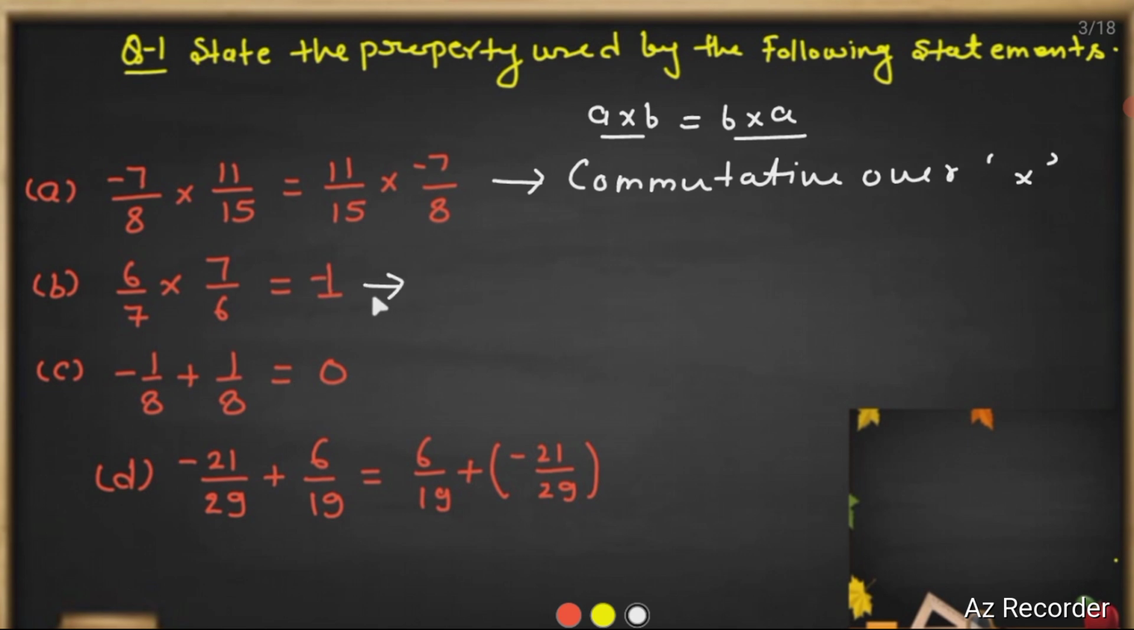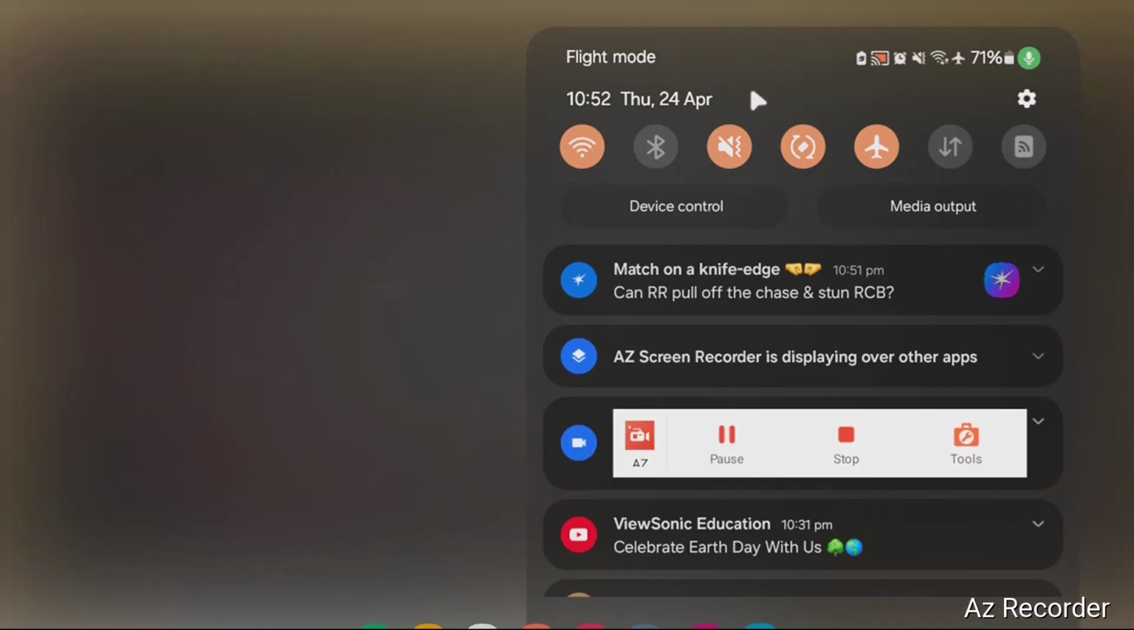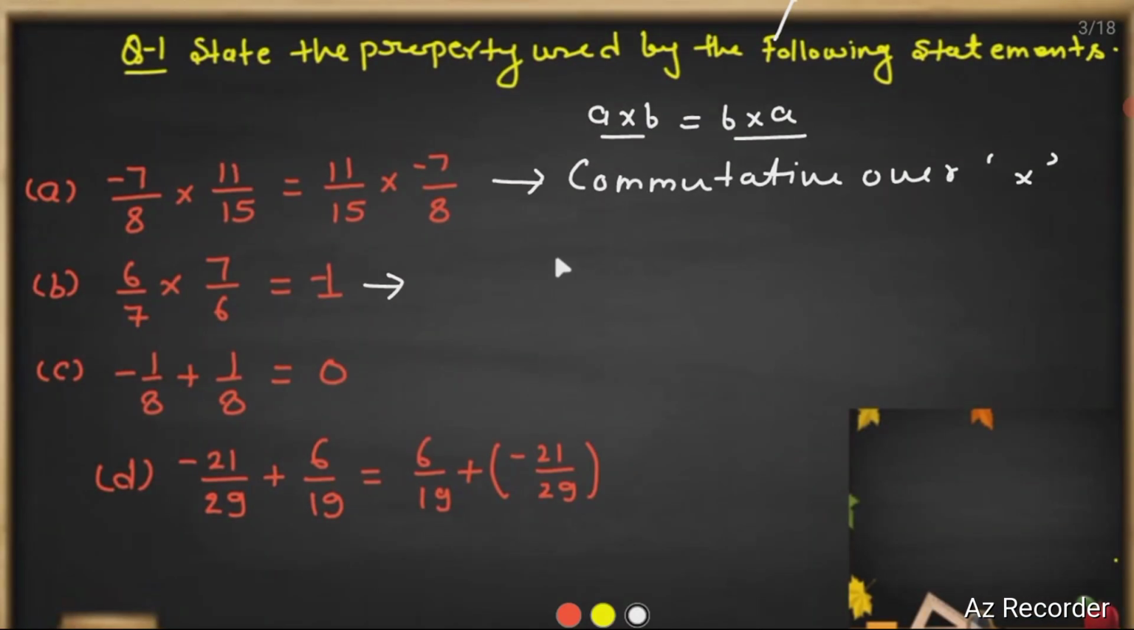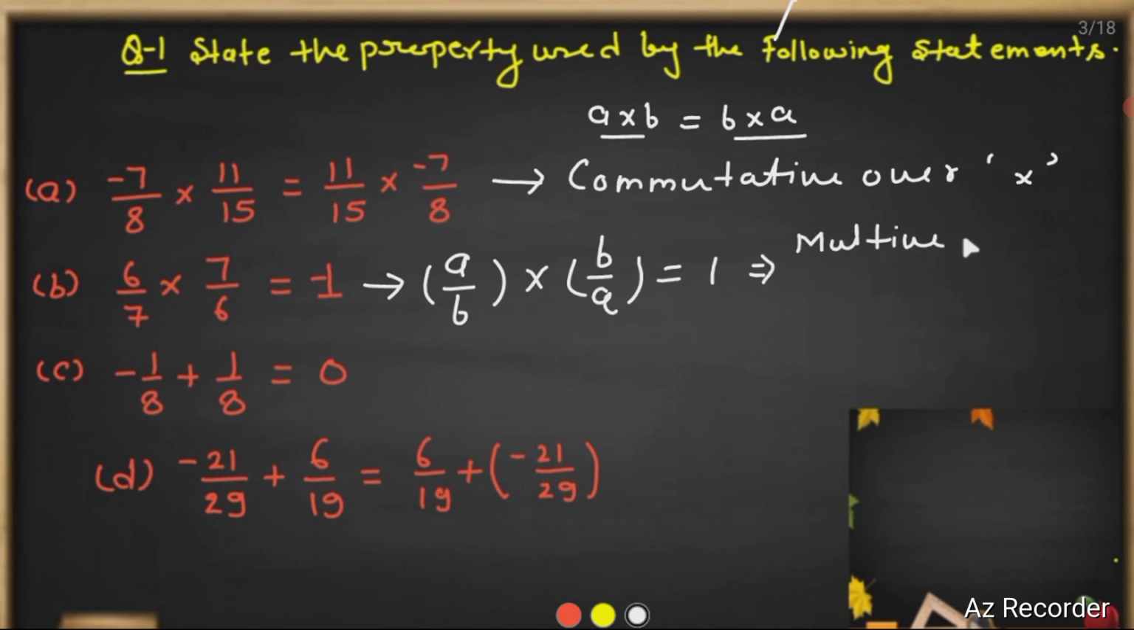Now here in this question for part b we can say that, here in part b we can use a property: if a upon b, I have to multiply this by which number so that the product becomes 1. So I have to multiply b upon a here, and this is known as multiplicative inverse. So the name of the property we use here is multiplicative inverse.